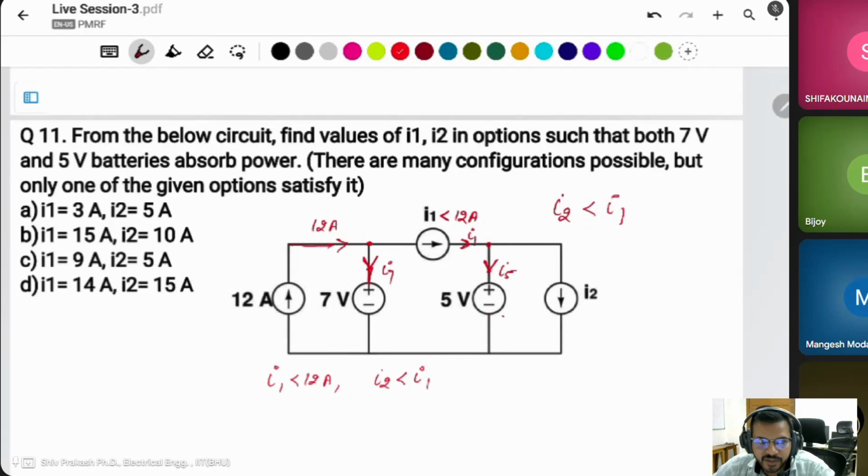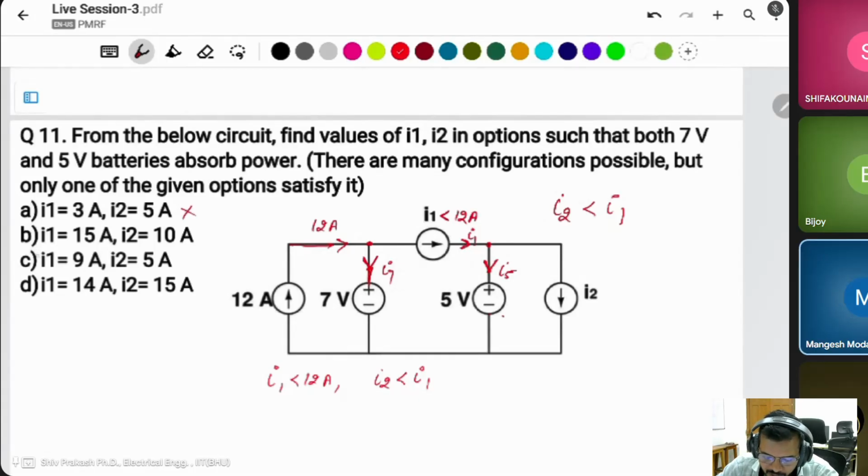Now match the options. First, I1 is 3 ampere. Yes, it's possible because I1 is less than 12 ampere. Then possible, but I2 is 5 ampere. In this case, I2 is more than 5 ampere. It is not possible in this case. That's why this is not correct.